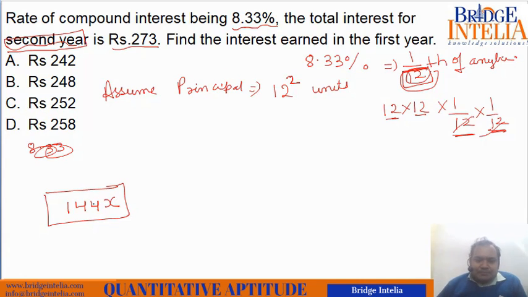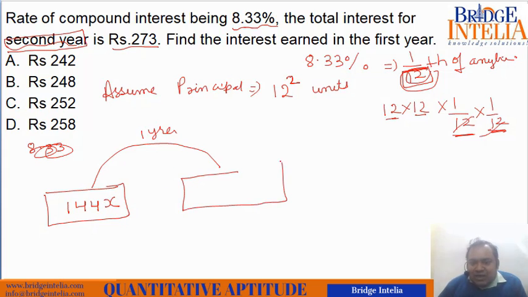So now let's see. If we assume the original deposit to be 144x, after one year the bank has given me 1/12 of it as interest. So after 1 year, the interest earned is 1/12 of 144x, that is equal to 12x. So the first year's interest that you are going to earn is 12x.